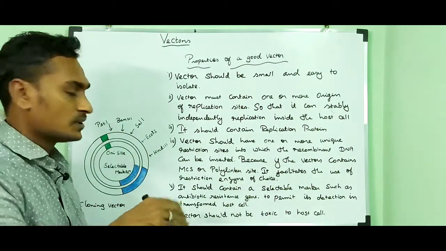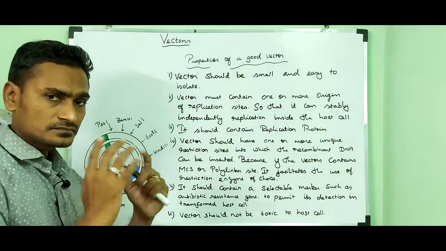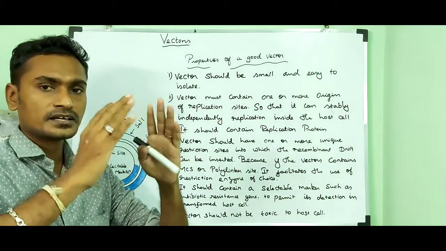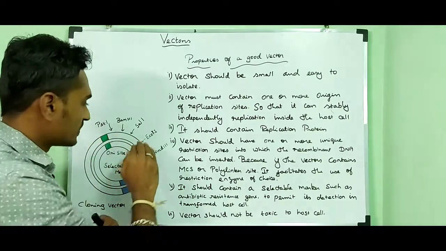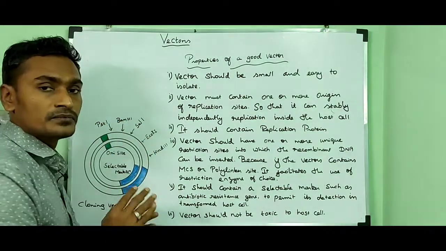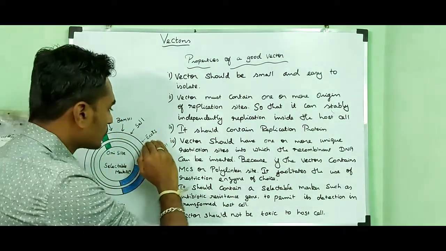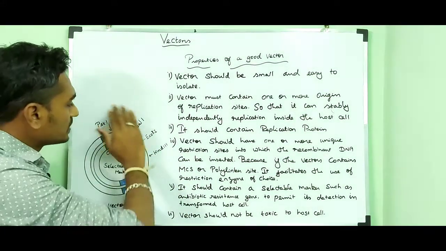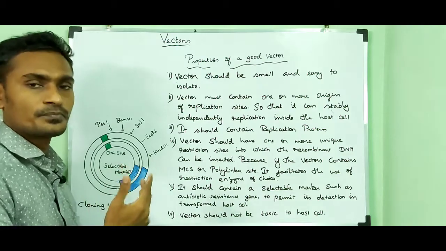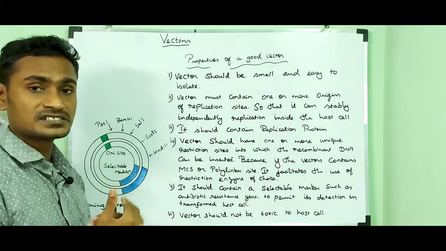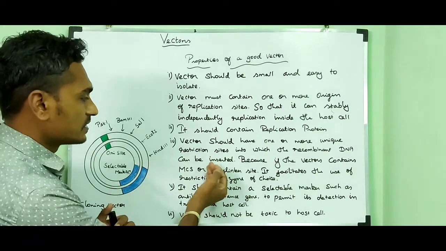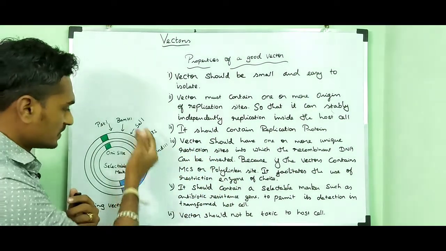Suppose it contains only one cloning site, then we have to use a specific restriction endonuclease. For example, if it contains EcoRI, we have to use only EcoRI. But in this case, we have multiple cloning sites. We can use any kind of restriction endonuclease to get the gene of interest inserted into the vector.